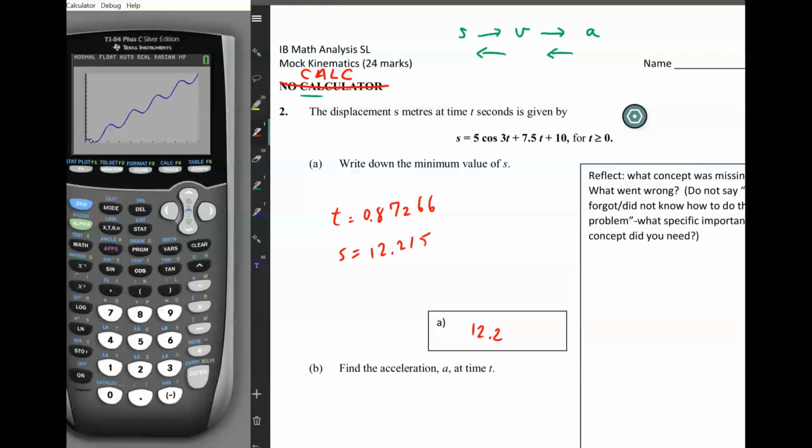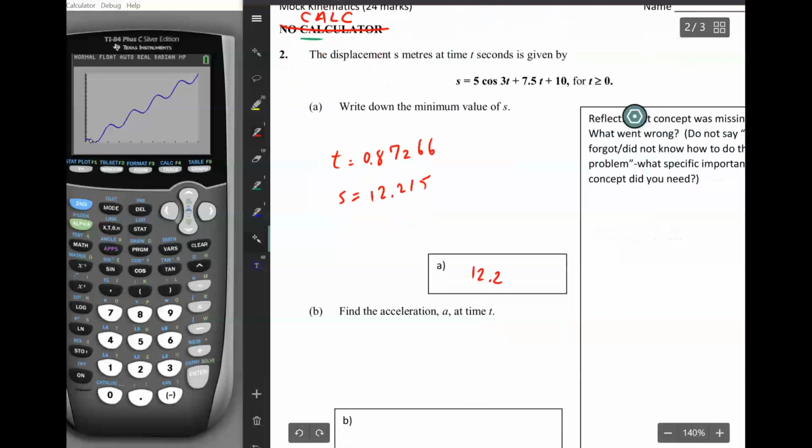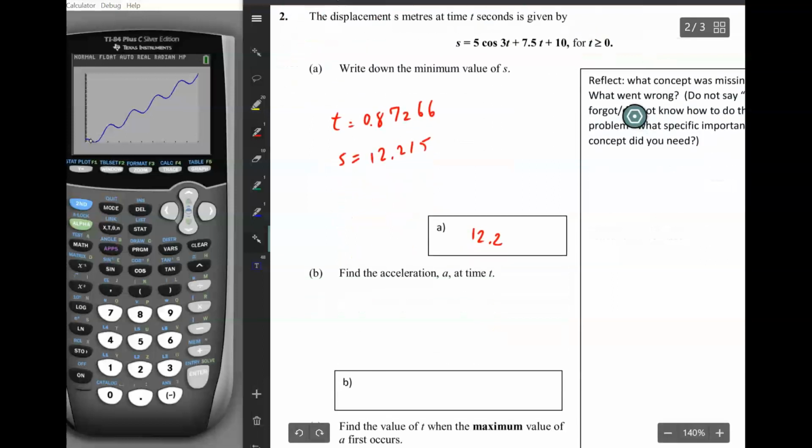Okay, and then it says find the acceleration a at time t. Now remember, acceleration is two derivatives of displacement. So when you take one derivative, you get velocity, and then when you take the second derivative, you get acceleration. So let's take two derivatives of displacement, and that'll give us the acceleration function.